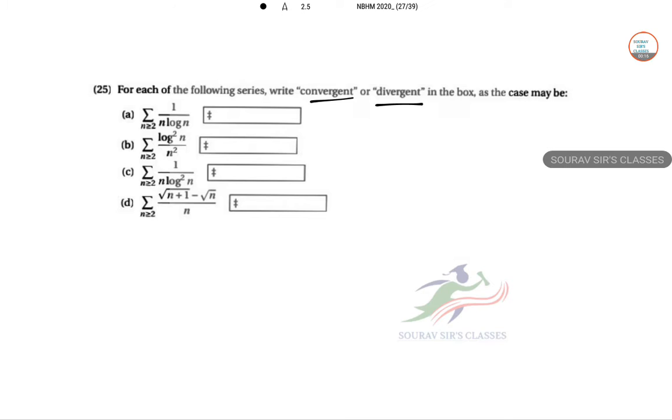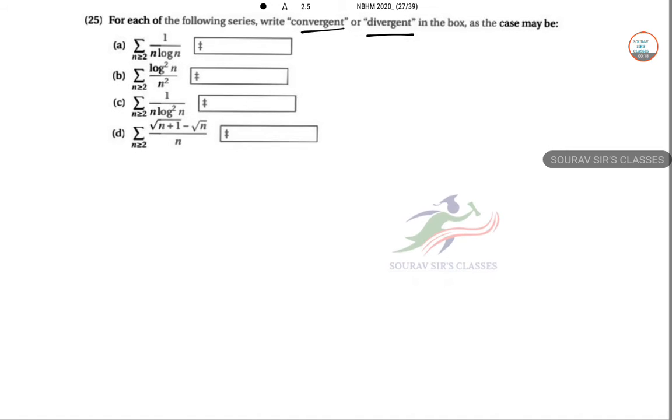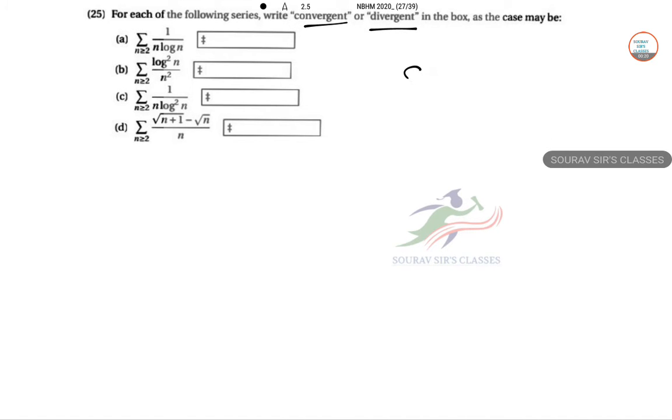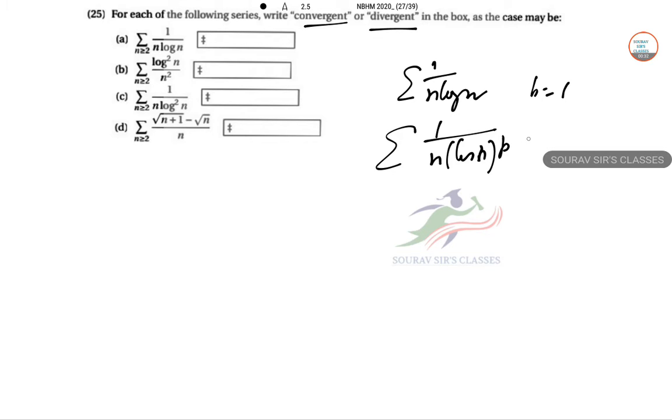Okay, so first, it's a relatively easier one: summation of 1 by n log n. This is divergent because of p equal to 1. The series 1 by (n log n) whole to the power p is convergent if p is greater than 1, and this is directly for n greater than or equal to 2. So this is a divergent series.